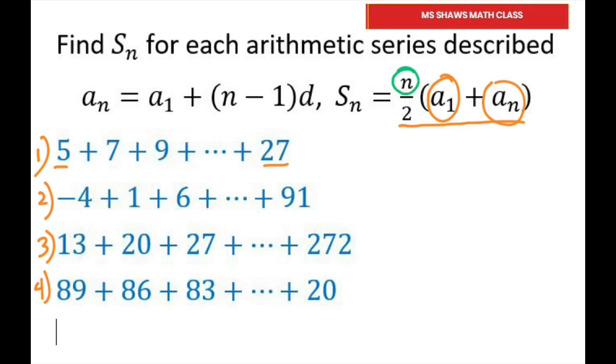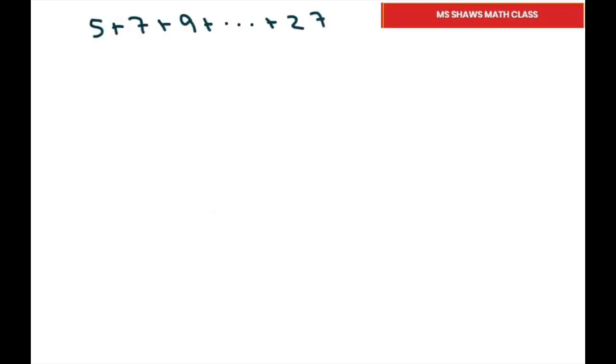Given some of the big numbers here, we're going to use this formula to find n first, and then we're just going to plug it in. So it's very simple, but we're going to use both formulas. We'll get started. Here's our first one.